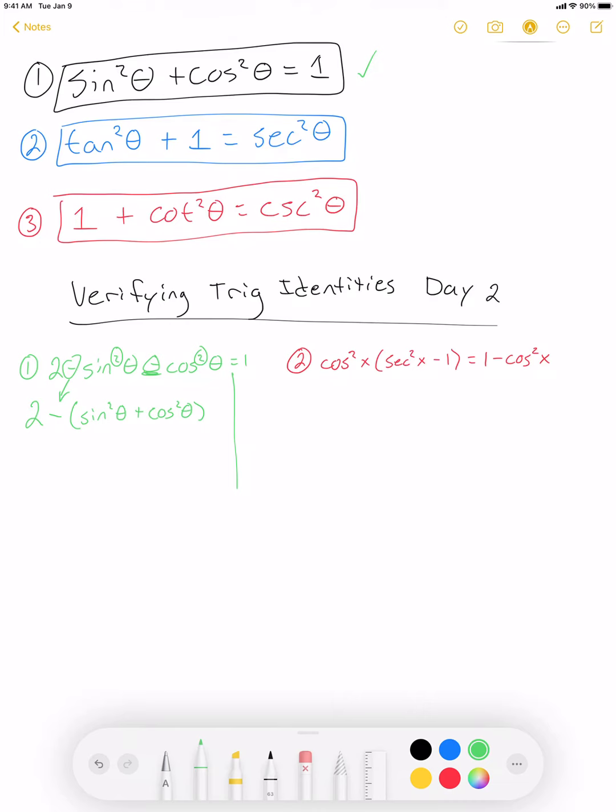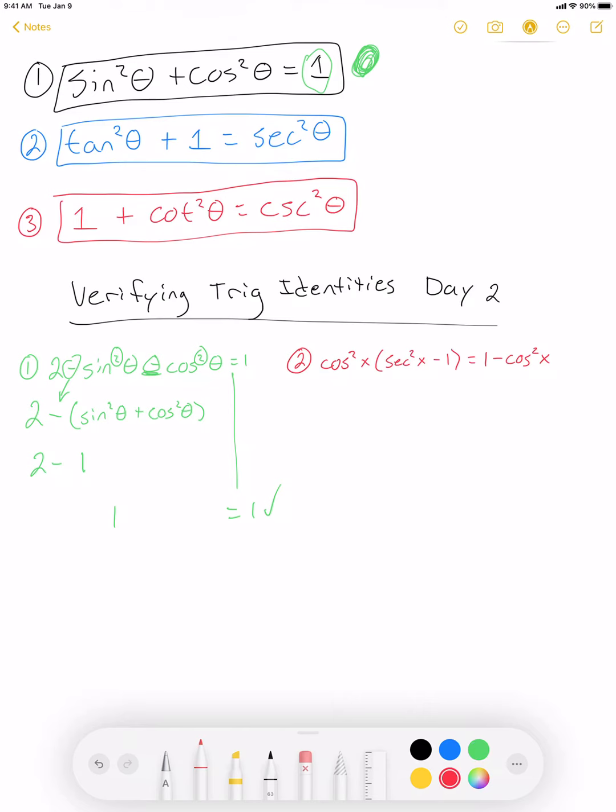And what does a positive sine squared plus positive cosine squared equal? Well, it equals 1. So, therefore, I can replace what's inside my parentheses with 1. Sine squared plus cosine squared is equal to 1. And what is 2 minus 1? Well, 2 minus 1 is 1. And so, therefore, that does equal the right-hand side.